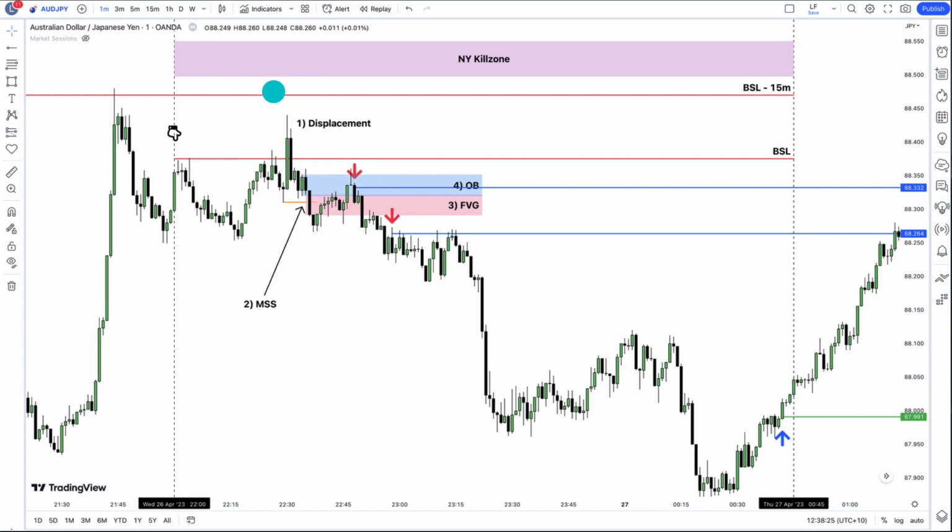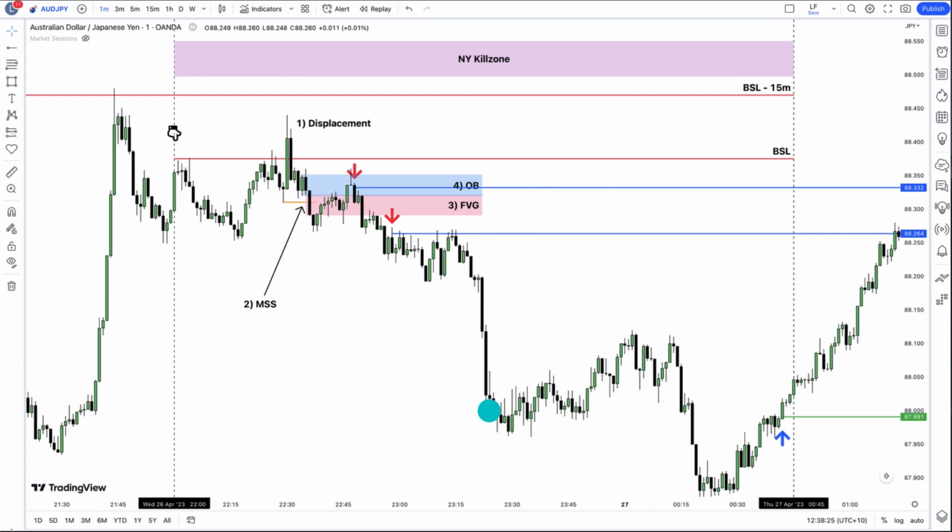I set my stop loss above this candle, and I didn't have a take profit in mind because I intended to stay for the entire duration of the New York Killzone. That's from 10 to 1. So I was monitoring my trades really closely, trailing them, if you will, just to lock in that trade, moving that stop loss, potentially running into a risk-free trade.